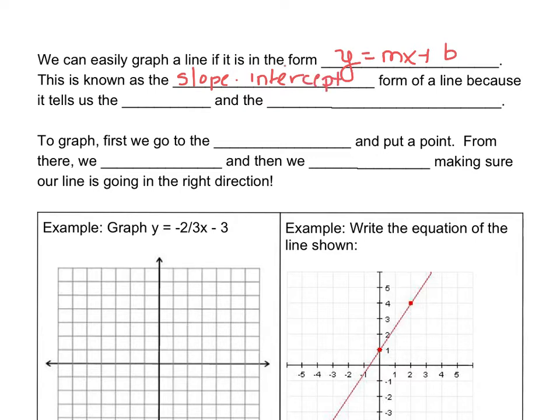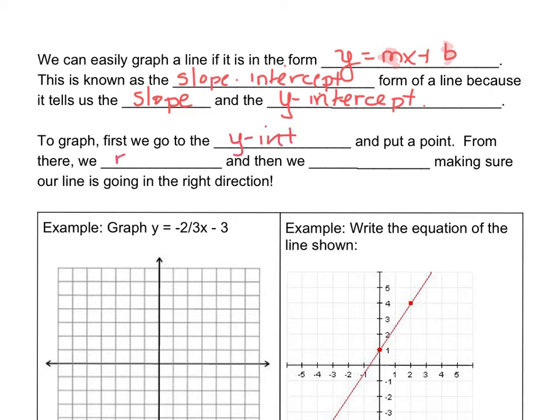Of a line because it tells us, guess what? It tells us the slope and it tells us the y-intercept. So again, we read those right out of the equation. The m, the coefficient of the x, that's our slope. And the b, the number hanging out by itself, that's our y-intercept. So if we're going to graph something, the first thing we do is we go to the y-intercept and we put a point on the graph.